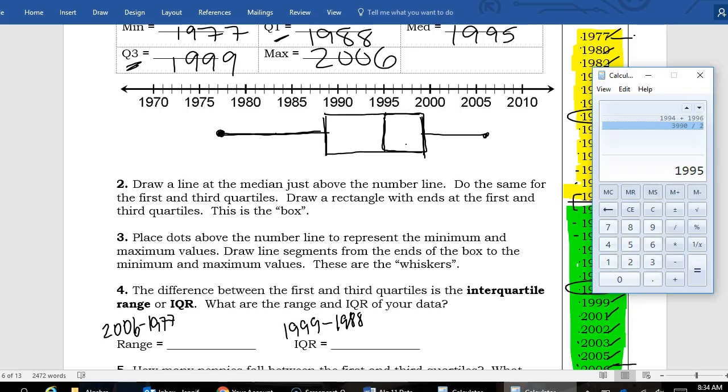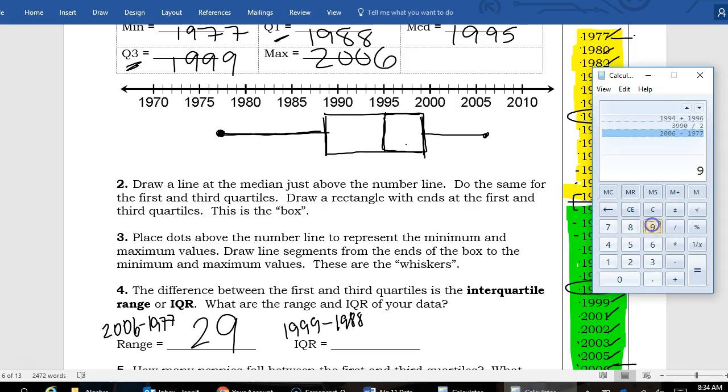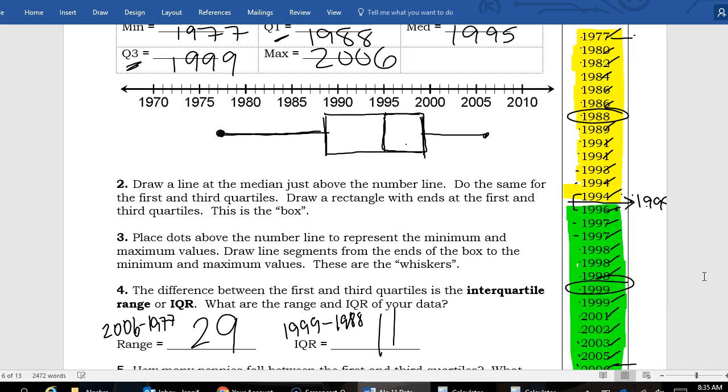So let's go 2006 minus 1977. 29 is my range. And we'll go 1999 minus 1988. And we have 11 as our interquartile range.